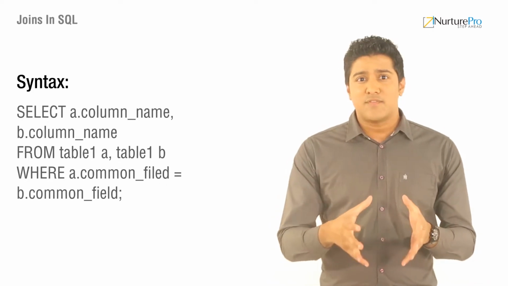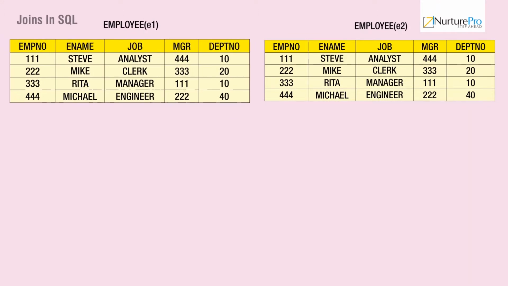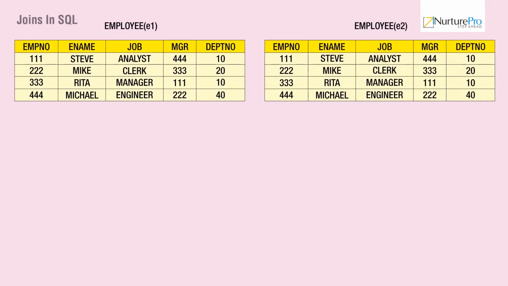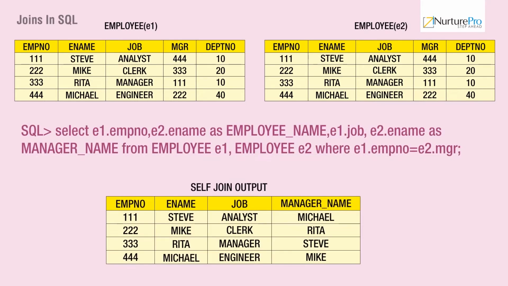To understand the self-join more clearly, let us look at two employee tables, E1 and E2, which is shown on screen. By applying the self-join query on employee E1 table and employee E2 table, the records of employee names along with their corresponding manager names to whom they report will be retrieved.